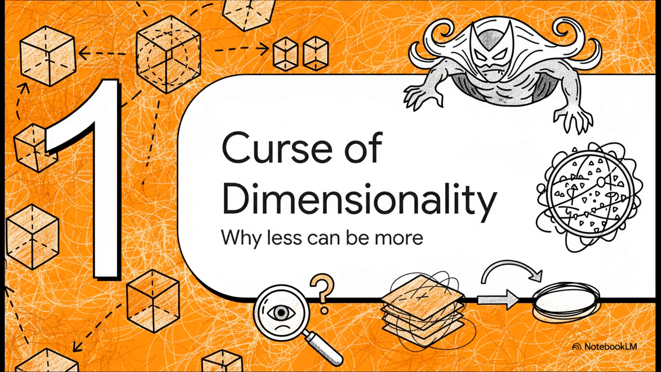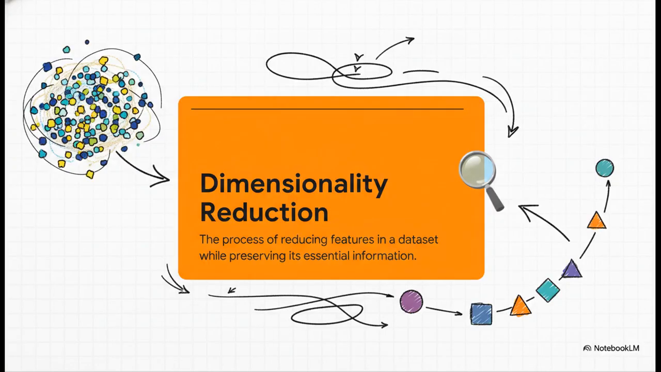And trust me, it's the real villain of this story. See, having too many features or dimensions can slow your model training down to an absolute crawl. It can make it way too easy to overfit, and visualizing it, forget it. Our brains just aren't wired to plot data in 100 different dimensions. So, how do we fight back against this curse?